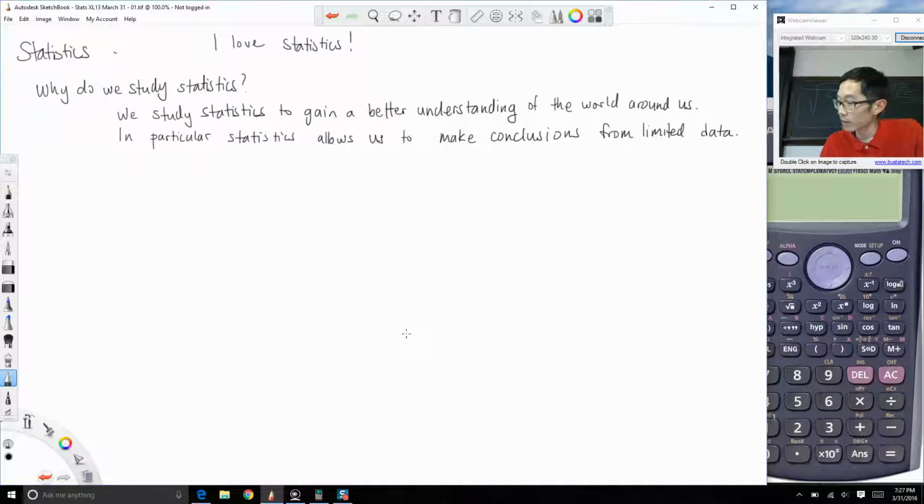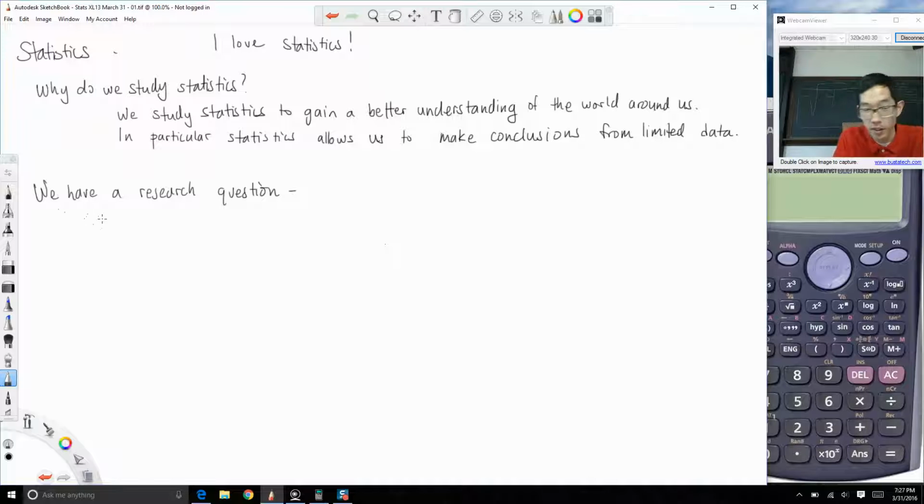Okay. So all right. What do we mean by making conclusions from limited data here? I'm going to say a few things. Maybe we start off with a research question. This is something that we want to know the answer to, and I'm going to use an example from our textbook.